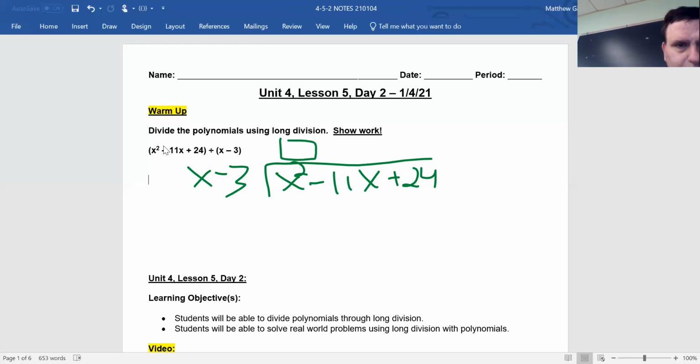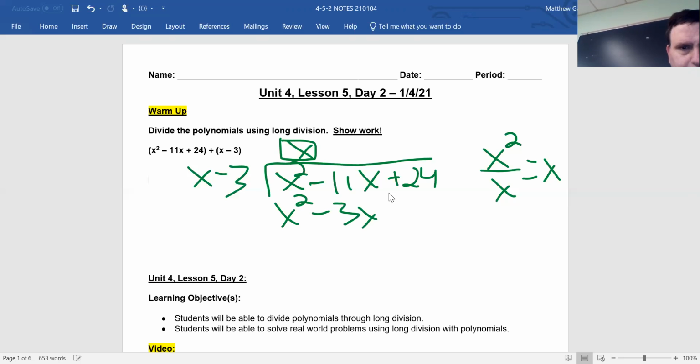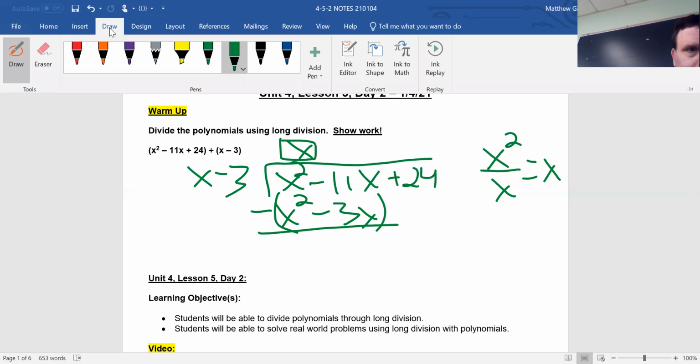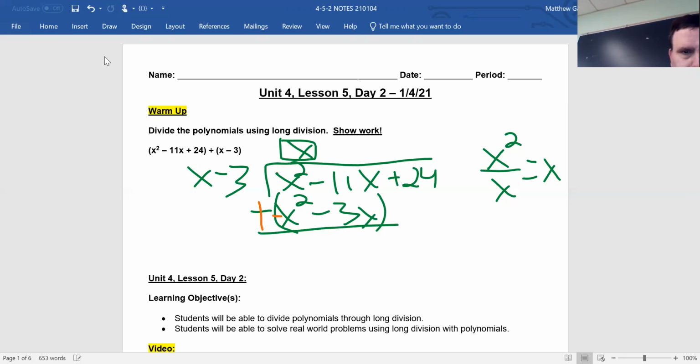So we're going to get rid of the first term. So we go x squared divided by x. Simplify that, that's x. x multiplied by x minus 3 is x squared minus 3x. And remember what we talked about: when we subtract vertically, we are actually adding the opposite. So on the brighter pen, take the opposite of these. The x squareds cancel. Negative 11 plus 3 is negative 8. And bring down the 24.